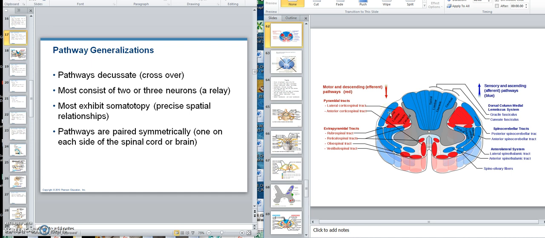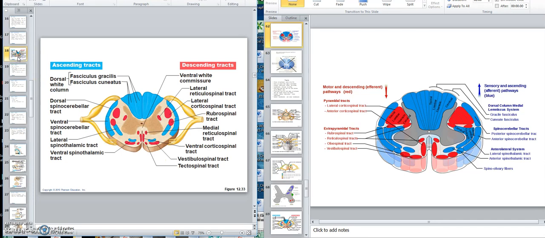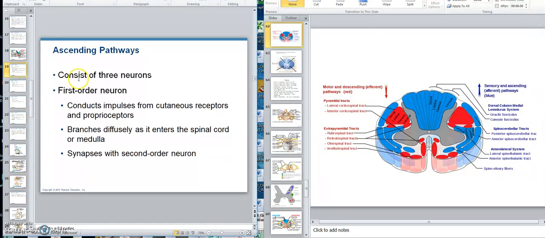All right. So we come back then. We come back, and then we look at pathways are paired symmetrically, which would be on both sides. Okay. So again, we have ascending tracts, just to show you, which are sensory, and descending tracts, which are motor. Okay. Ascending tracts generally consist of 3 neurons.